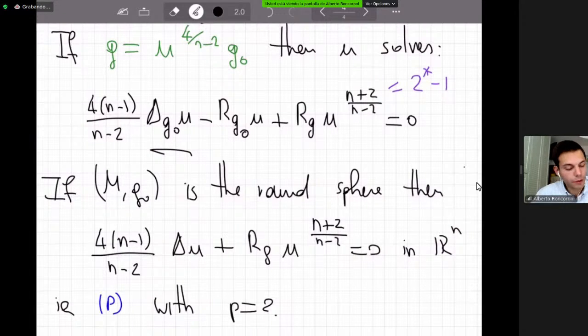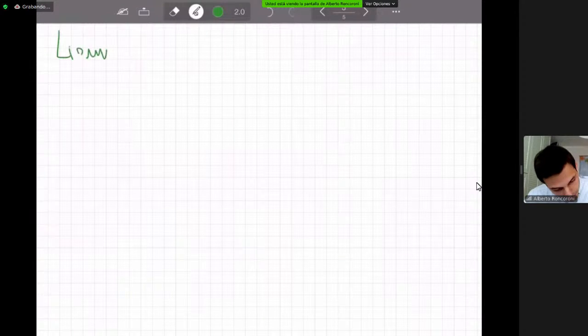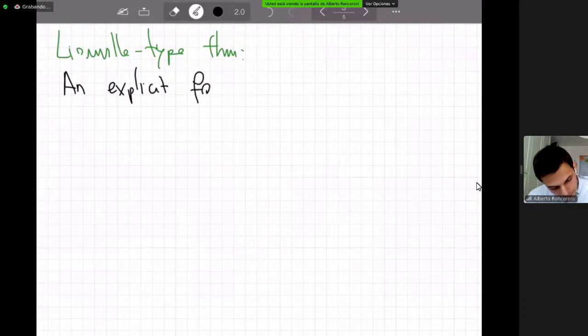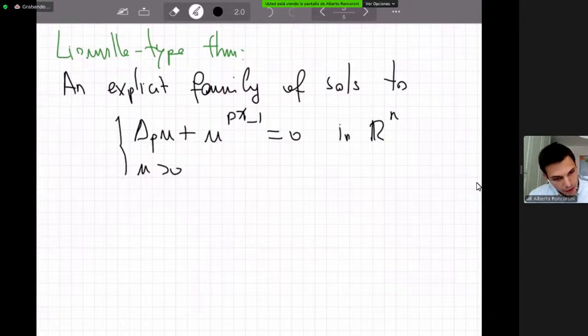This introduction was to motivate why this problem is important. And so, as I said in the title, we are interested in a classification result for solutions to this problem. So we are interested in what is called a Liouville type theorem. So the key observation is the following: an explicit family of solutions to our problem, the p-Laplacian of u plus u to the p star minus 1 equals 0 in R^n, positive solutions, is given by the Aubin-Talenti bubbles.